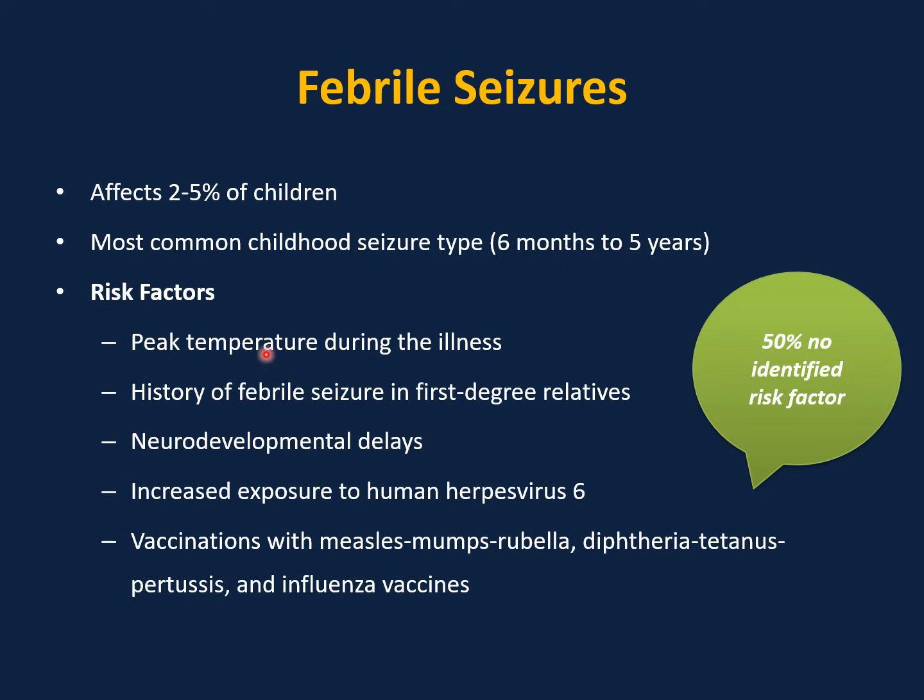Risk factors: the peak temperature during the illness, or the highest point of temperature during the illness. History of febrile seizure in first degree relative, neurodevelopmental delays, increased exposure to human herpes virus type 6, which is a common cause of roseola infantum, vaccination with measles, mumps, rubella, diphtheria, tetanus, pertussis, and influenza vaccine. Know that 50% of the cases do not have identified risk factor.